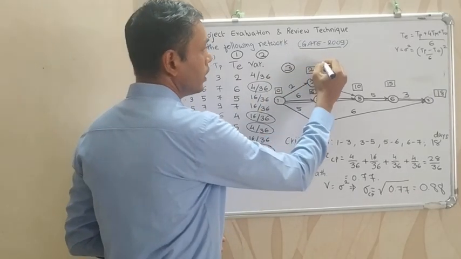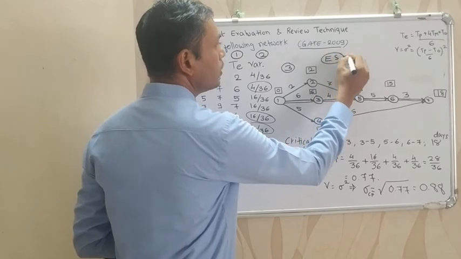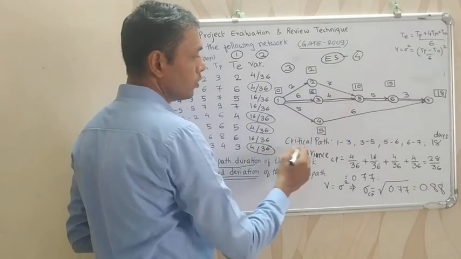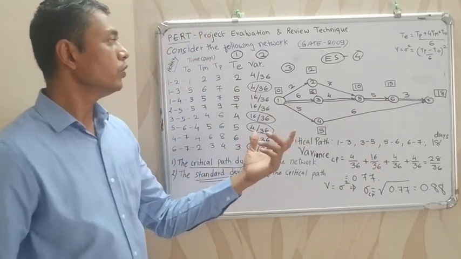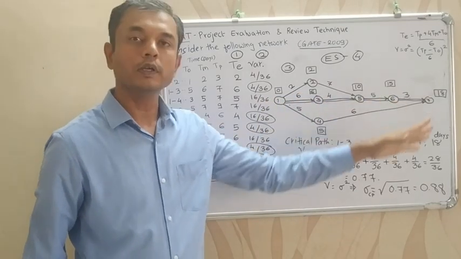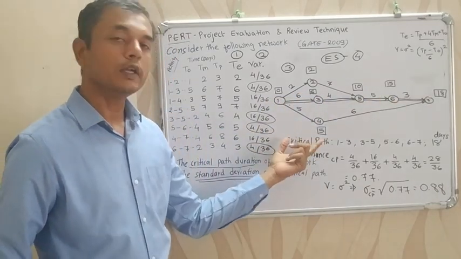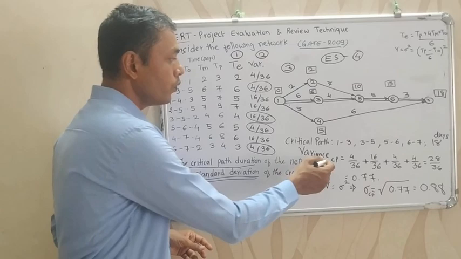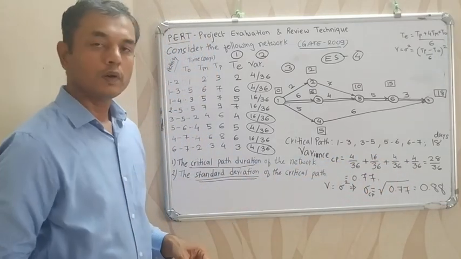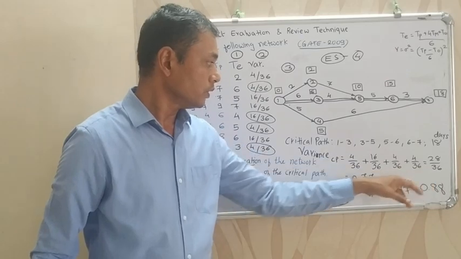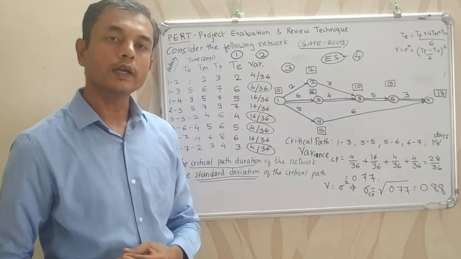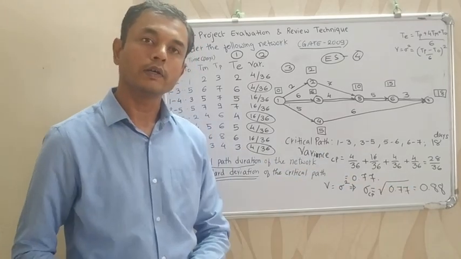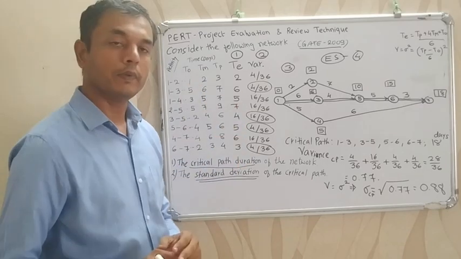Then in the fourth step we calculated the earliest start time for all activities. Then we identified the critical path. The total duration is 6 plus 4, 10, plus 5, 15, plus 3, 18 days, and the critical path is identified. Then we have to calculate the standard deviation of the critical path. So we take the sum of the variances of all activities on the critical path, and that is 28 by 36, so that is 0.77. And then we take the standard deviation. Standard deviation is the square root of the variance, so it is 0.88. So in this way we can solve the example.